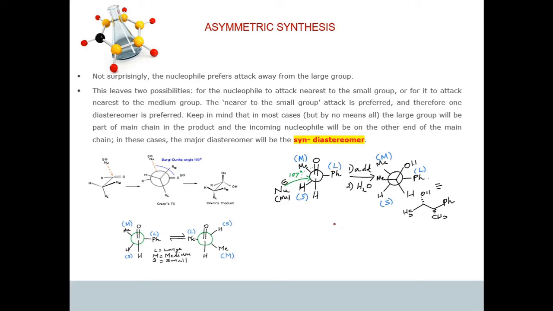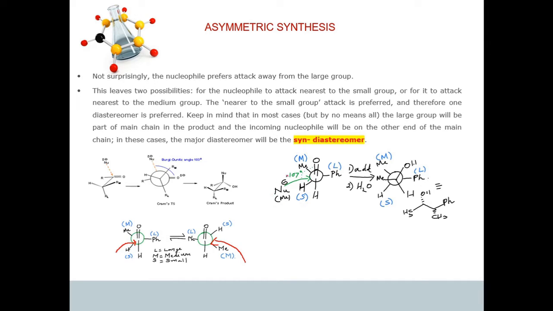Not surprisingly, the nucleophile prefers to attack away from the larger group according to the Felkin-Anh model. So you can see here the attack takes place from the side of the small group. There are two possibilities. The attack can happen from this direction or from this direction to this carbonyl. But since this group is a medium sized group, the nucleophile prefers to attack from the side of the small group at a Bürgi-Dunitz angle. Therefore, the nucleophile attacks from this side.